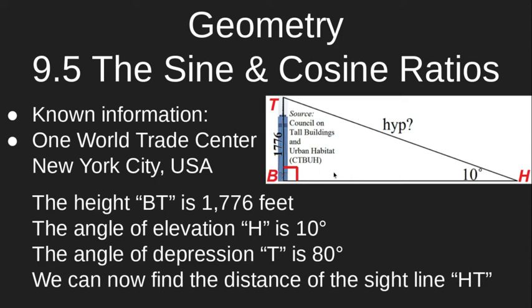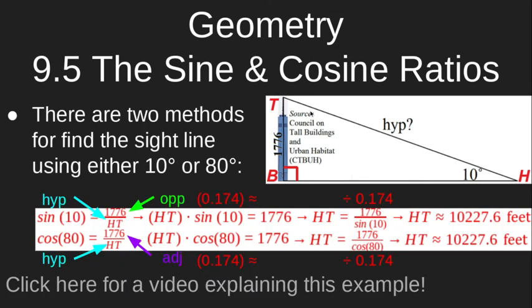One World Trade Center in New York City is 1776 feet tall. And if I know the angle of elevation is 10 degrees, 90 minus 10 gives me 80 degrees as the angle of depression. I can now figure out the hypotenuse. So that's why sine and cosine get used when tangent can't.